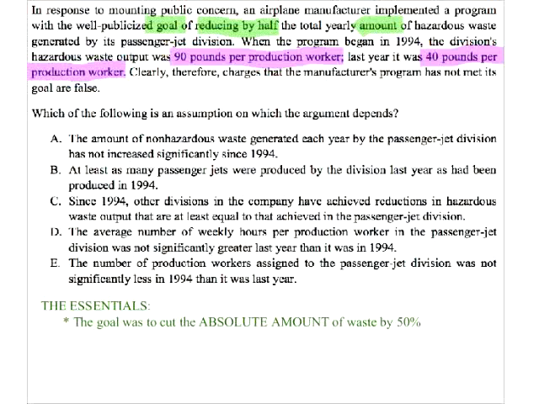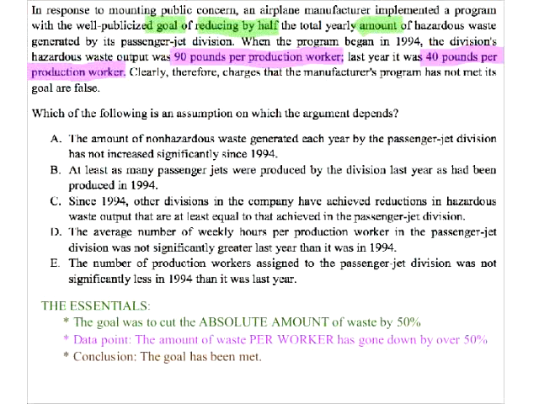But we have a data point. The only data point we have is that the amount of waste per worker has gone down by over half. Therefore, the conclusion is that we have met the goal. Once you get it down to these essentials, it's a lot like the problem we saw earlier with retirees in Florida, where you have two statistics that don't comport with each other, but the argument is trying to treat them as if they do. So you have a goal in absolute terms, but then you have a data point that is not in absolute terms.